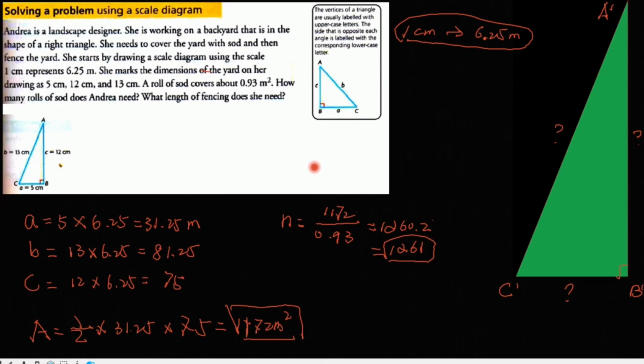Second, what length of fencing does she need? We already know A, B, C. That's the real length, so we just determine the perimeter, right? P equals A plus B plus C, and A equals 31.25 plus B, 81.25, plus 75. Already I get the answer, 187.5 meters. Okay, that's good. We solved this problem.